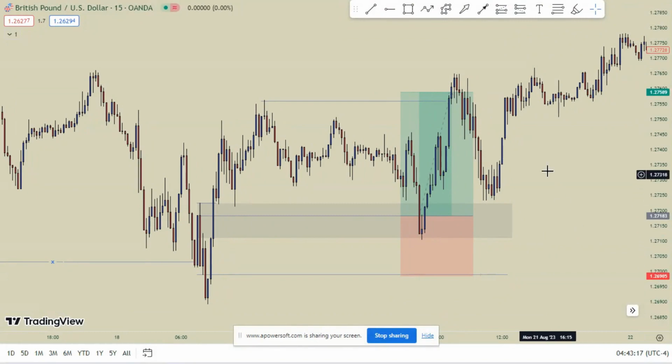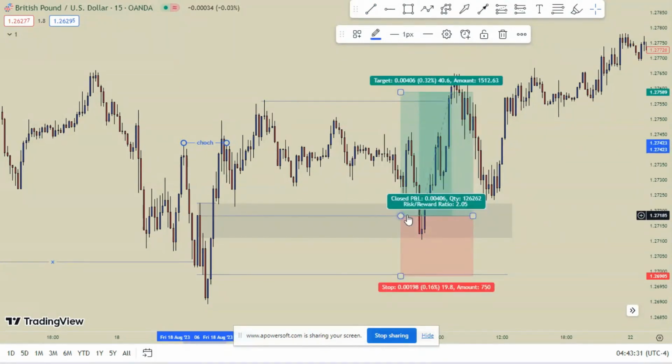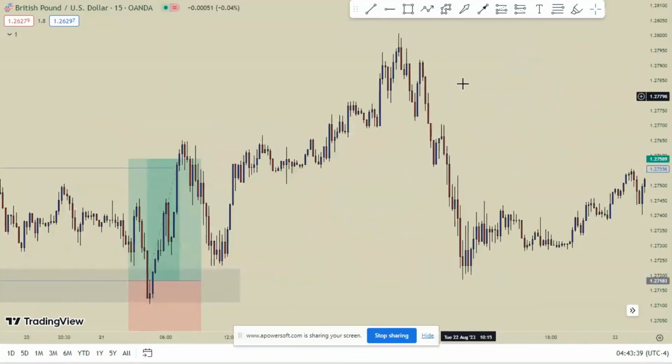So that's it. The market gave us a market structure shift, and for me I can determine this to be even a change of character, which was another confluence. So as the market returns back, it picks up your order. You went in a little bit of drawdown, and then the market expanded higher.